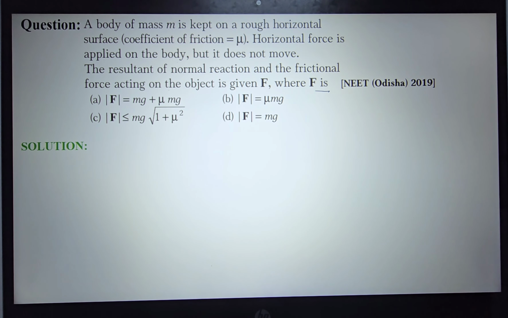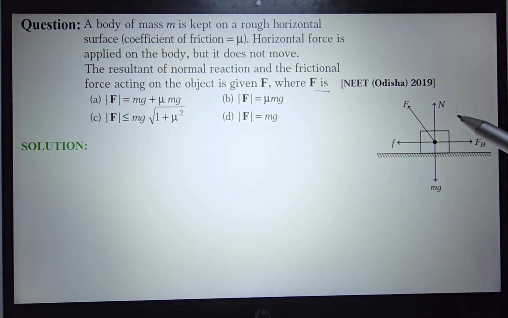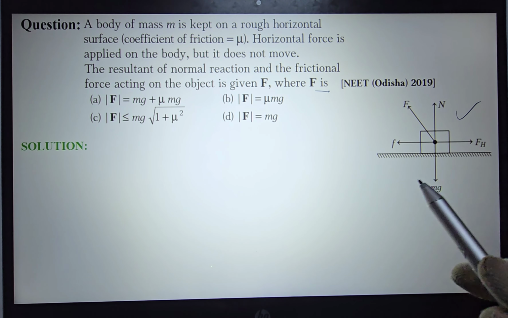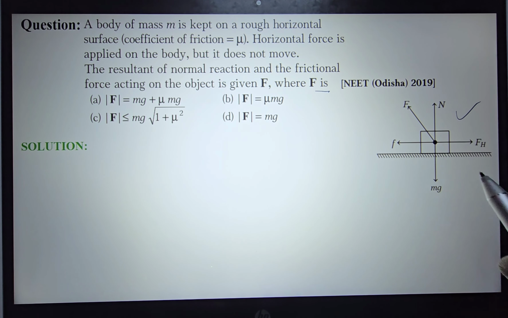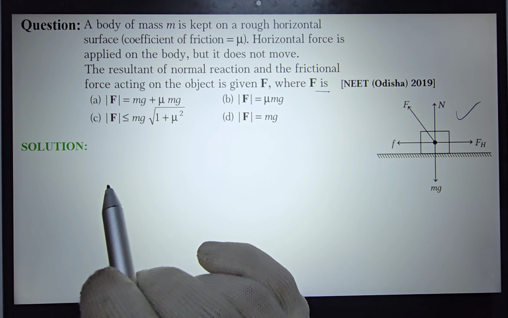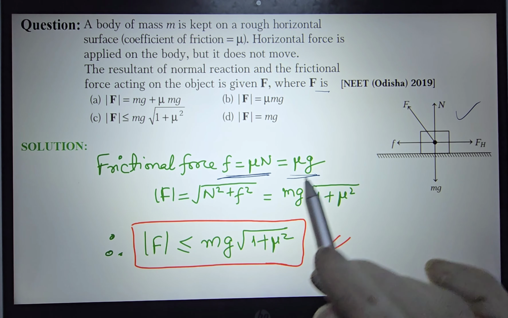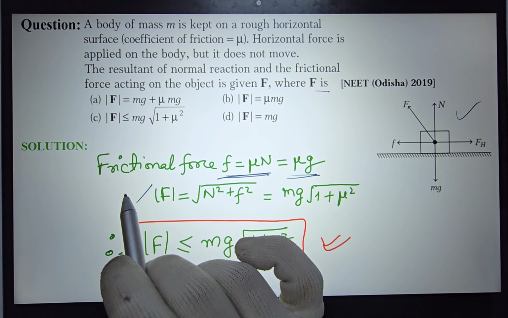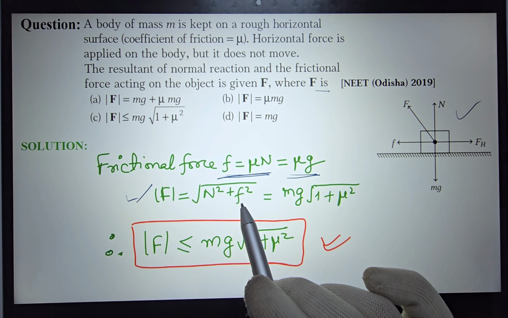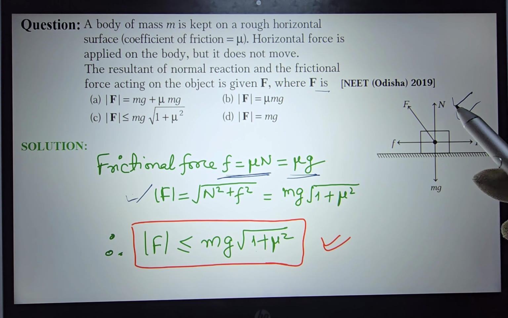For solving this problem you first have to draw the free body diagram. As I've already mentioned, the free body diagram is like this, as you can see here. There is a block put on the surface, and there are different forces acting on it. Using these forces in the free body diagram, you can find out the frictional force. So first of all you have to calculate the frictional force. Frictional force f is equal to mu into N, which is equal to mu into mg, or you can calculate the magnitude, that is modulus of F, which is under root N square plus f square. From this diagram you can see the resultant of N and f.